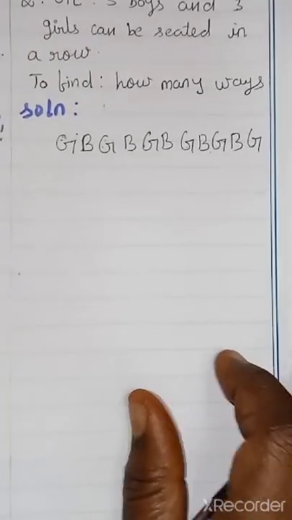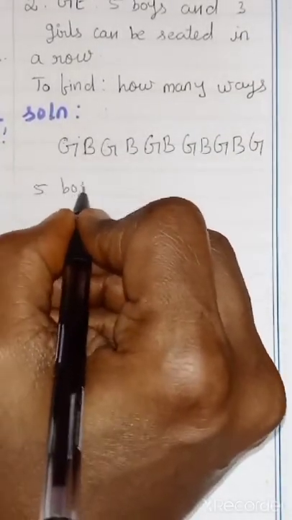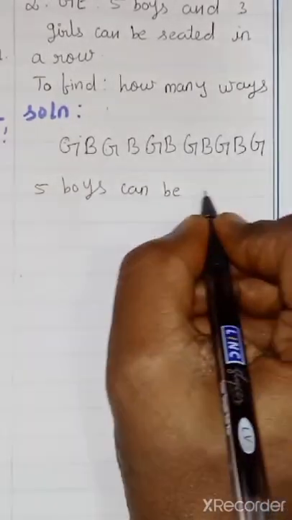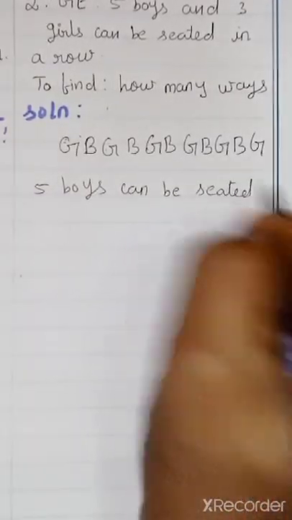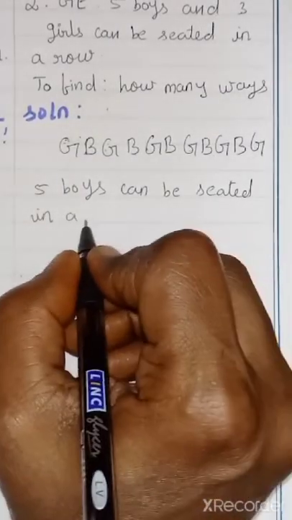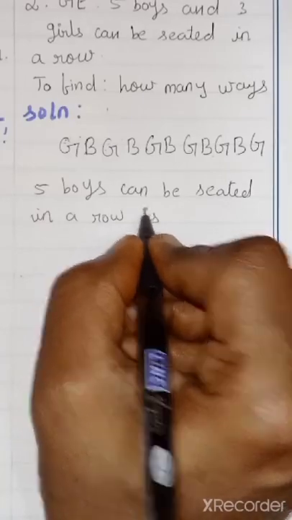Is that clear? Yes. So here we can take 5 boys can be seated in a row. What is the answer?